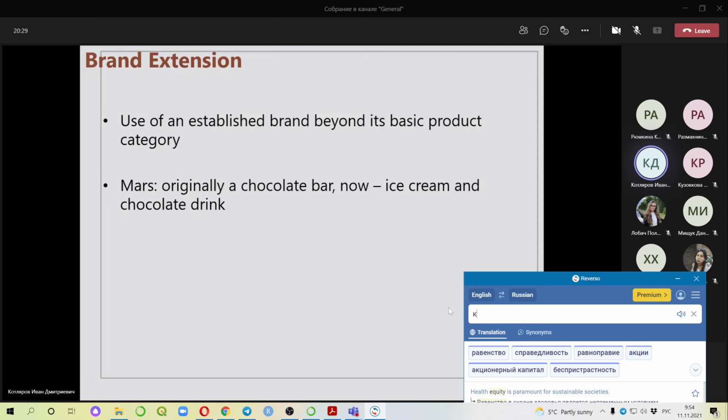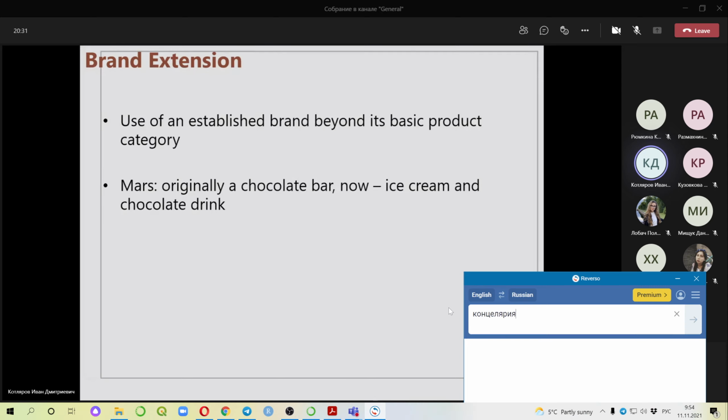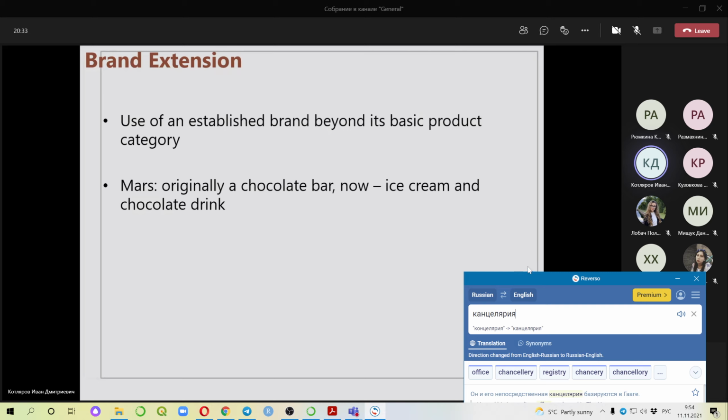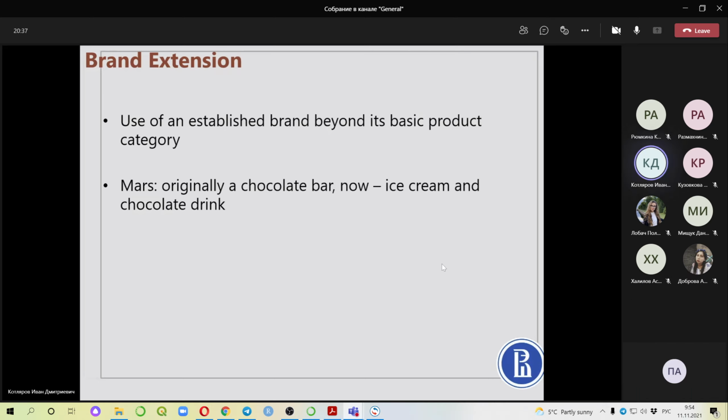Not necessarily Procter & Gamble, for example, some other products. I mentioned during our previous lecture that Bounty too is used not only for chocolate bars, but also for chocolate drinks and ice creams. Absolutely the same situation as in case of Mars. Okay, you had an idea. I have an idea. Okay, Nikolai.